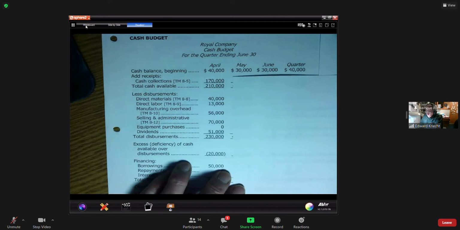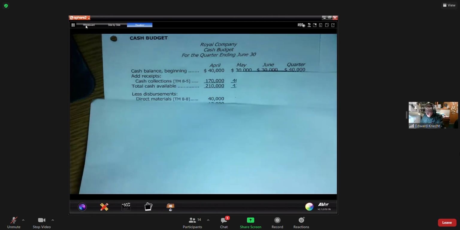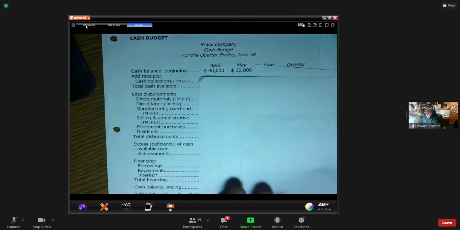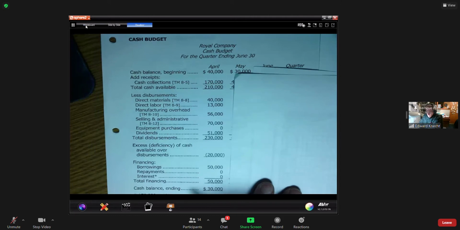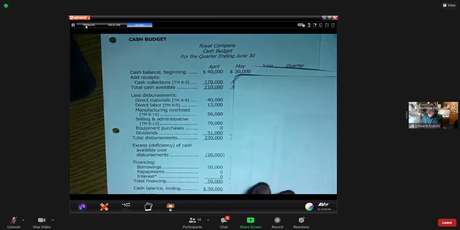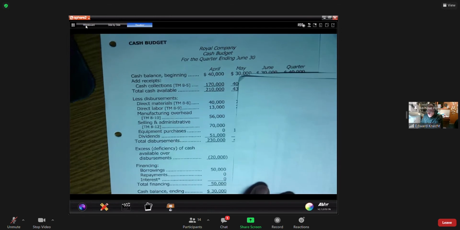So May is the next month that we're working through. We carry the ending balance of April right here, 30,000. If that's the ending balance, guess what? That's going to be the beginning balance for May. Does that make sense? It should make sense. So let's take a look at the next month.